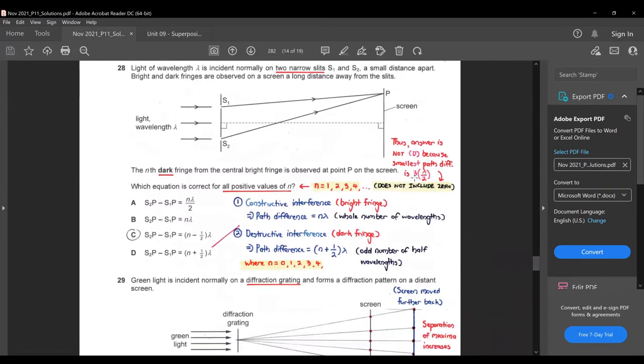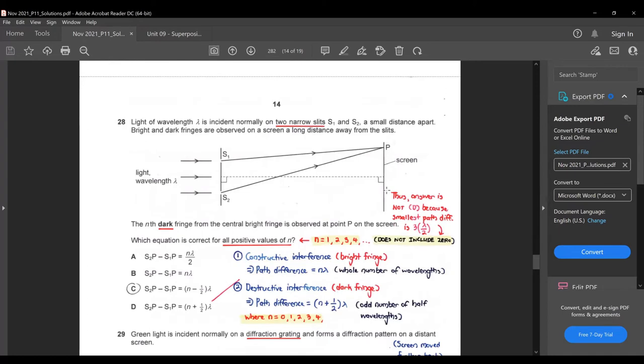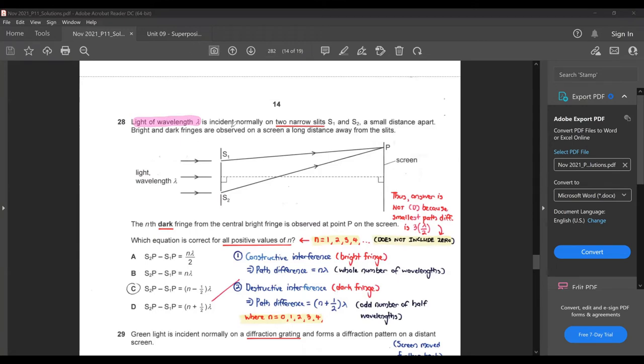Okay, then we go to number 28. Now 28, they tell you that light of wavelength lambda is incident normally on two narrow slits S1 and S2, a small distance apart. Bright and dark fringes are observed on a screen a long distance away from the slits. They tell you the nth dark fringe or the center bright fringe is observed at point P on the screen. Which equation is correct for all positive values of n?